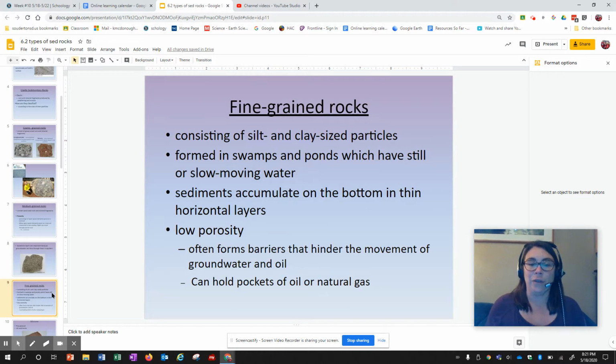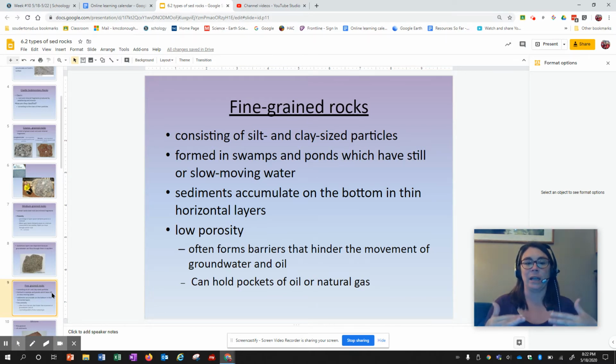And then we have two different kinds of fine grain rocks. We have fine and then we have very fine. So fine grain rocks consist of silt and clay-sized particles. These are particles that come from water that has been sitting really, really still for a really long period of time. And all of this stuff, the dead sediment and things, are just decomposing, decaying, and piling up, and it's really, really fine sediment, and it takes a long time for it to settle out of water.